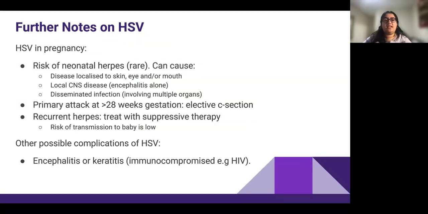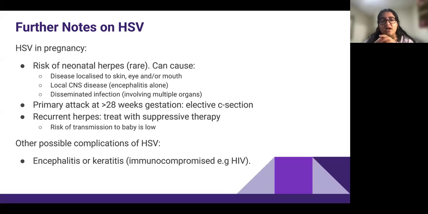So HSV, if you contracted that during pregnancy, if your primary exposure to it happened greater than 28 weeks into the pregnancy, you would want to do something called an elective C-section. And the reason you want to do that is to avoid the risk of neonatal herpes, which is a very rare phenomenon, but it can happen.